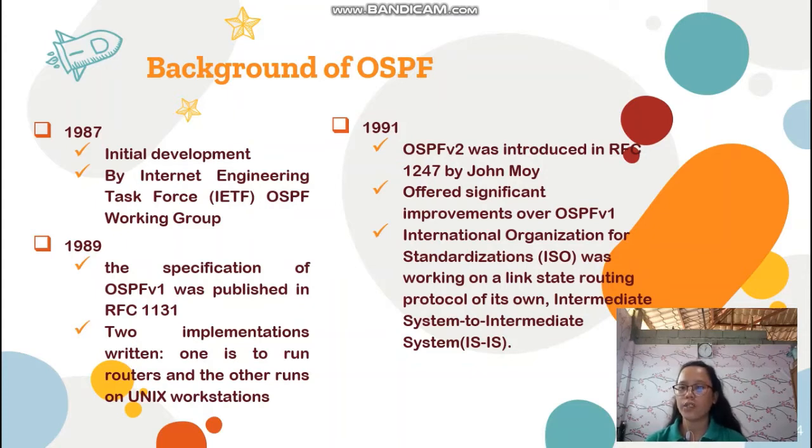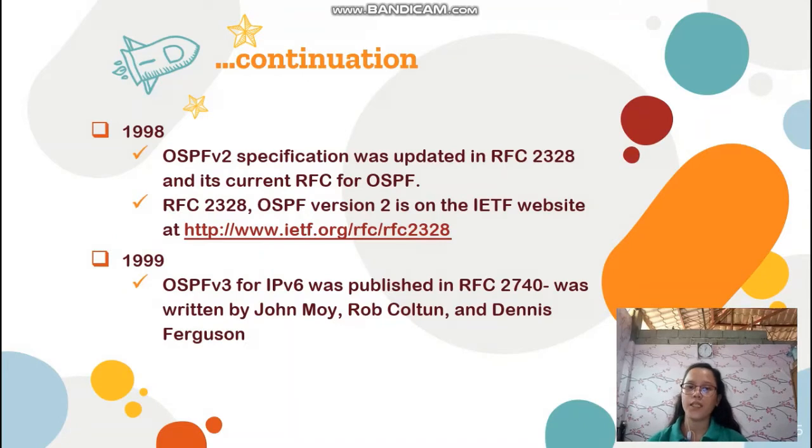And ISO, or the International Organization for Standardization, was working on a link state routing protocol of its own called IS-IS, or Intermediate System to Intermediate System. But IETF chose OSPF as its IGP, or Interior Gateway Protocol. In 1998, the OSPF version 2 specification was updated in RFC 2328, which is the current RFC for OSPF. RFC 2328 OSPF version 2 is on the IETF website.